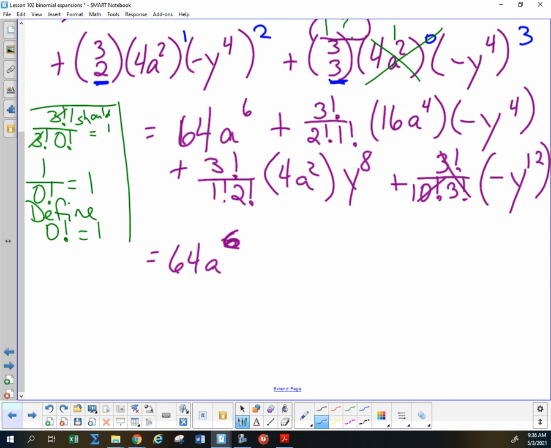Next term will be 3 times 16 is 48. But we've got that minus 1 also, so a minus 48 a to the 4th, y to the 4th. And then a plus, this is going to simplify to 3 times 4 is 12, a squared, y to the 8th. And then this is going to be a 1 times the minus, so minus a y to the 12th.